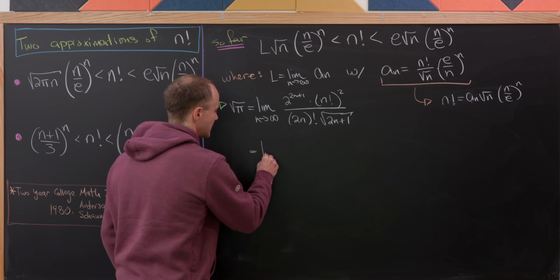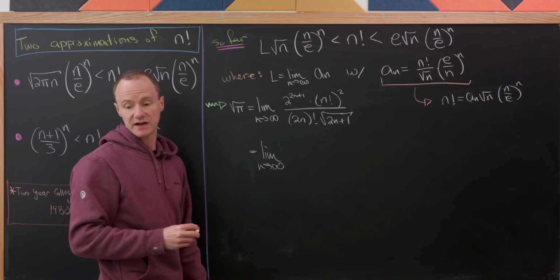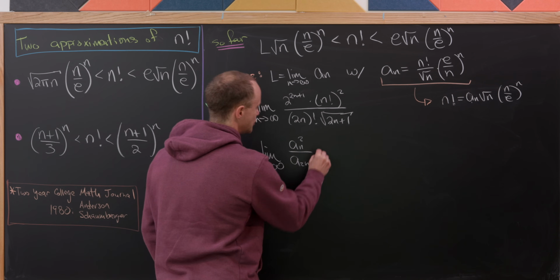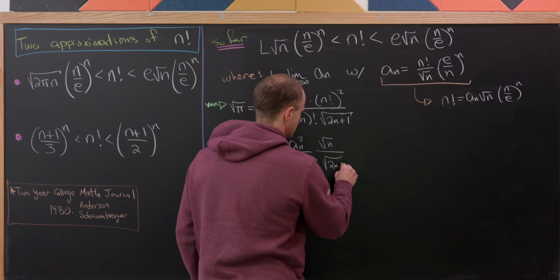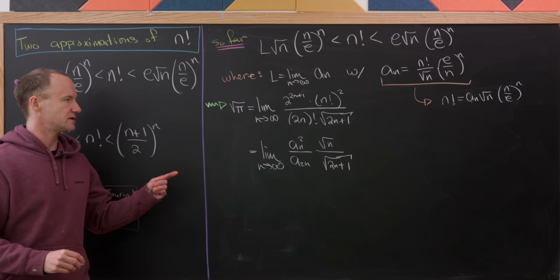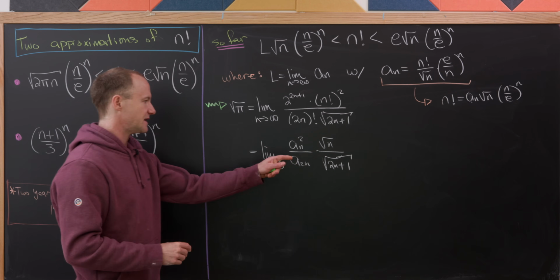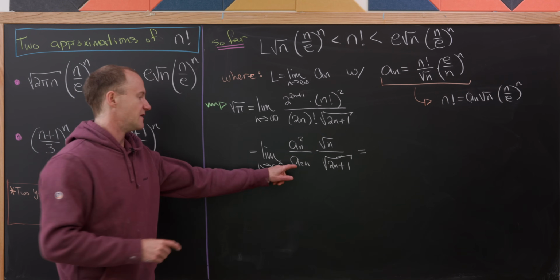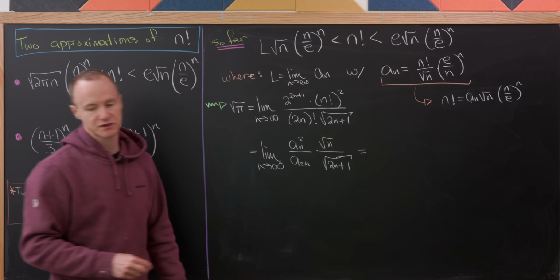And then after some simplification, which isn't so bad, we get the limit as n goes to infinity of a sub n squared over a sub 2n times the square root of n over the square root of 2n plus 1. But now let's observe that since we know the limit as n goes to infinity of a sub n equals L, we can take this limit very easily. This numerator goes to L squared, this part of the denominator goes to simply L, and this quotient goes to 1 over the square root of 2.